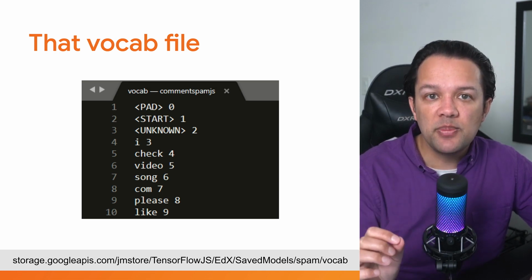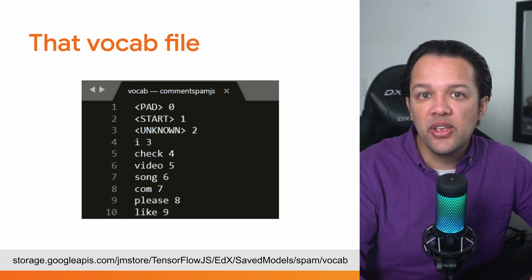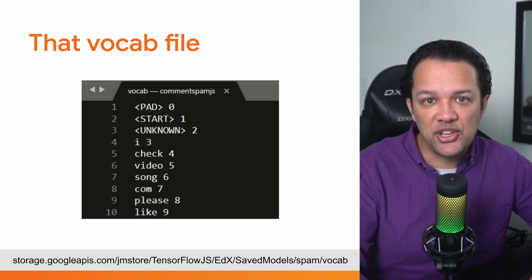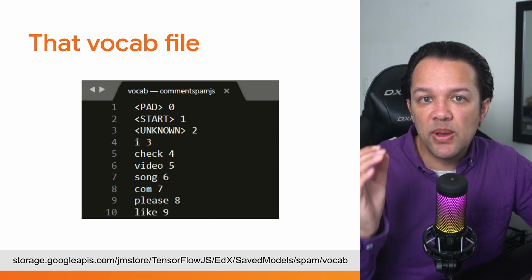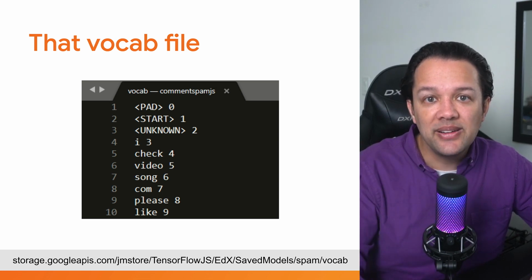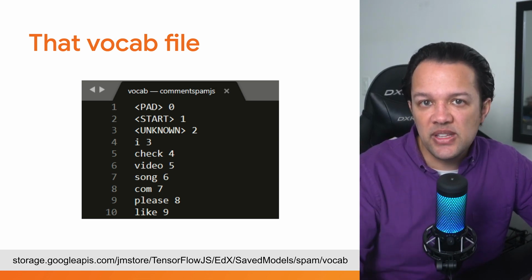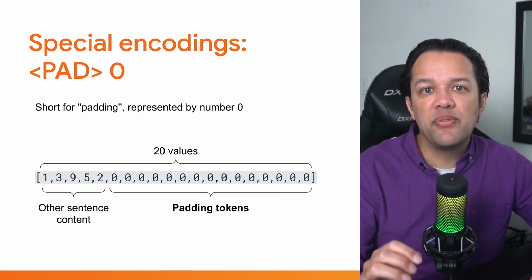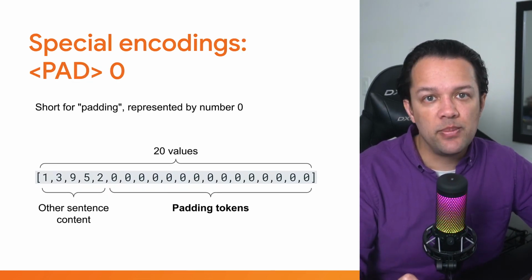If you open the vocab file in the text editor, you'll see something like what's shown on this slide. Essentially, this is a lookup table on how to convert meaningful words the model learned about to numbers that it can actually understand. There are also some special cases at the top of the file: pad, start, and unknown, so let's dive into those first.